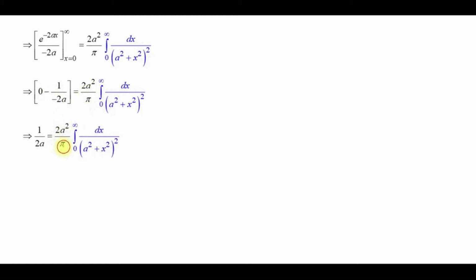Now bring this term into this side. So reciprocaling, 2a, pi into 1 is pi, 2a square into 2a, 2 into 2 is 4, a into a square equal to a cube. So pi divided by 4a cube is equal to the integral from 0 to infinity of dx divided by a square plus x square, the whole square. So this is the second deduction.